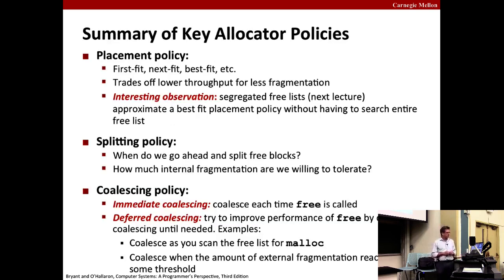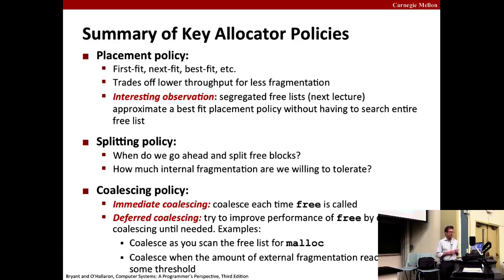Okay, let me summarize then some key policies when implementing an allocator. I mentioned that the design space for these things is really large and really interesting. There are a lot of decisions that you have to make about various policies. The first is the placement policy. When we're trying to place an allocated block somewhere in a free block in the list, what policy do we use? First fit, next fit, or best fit? And generally, these things trade off throughput for fragmentation.